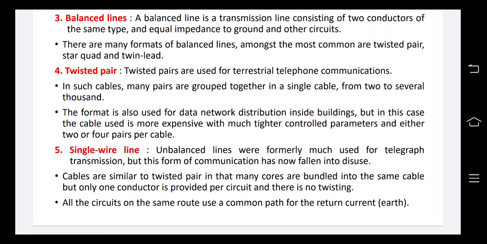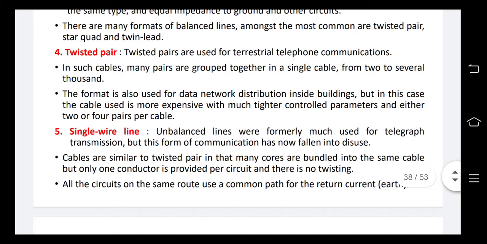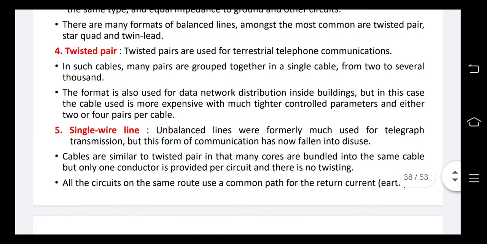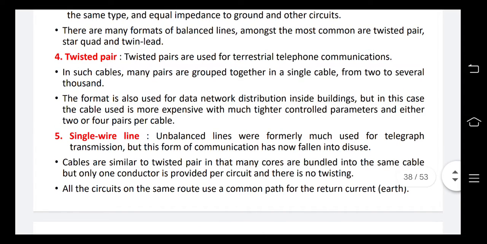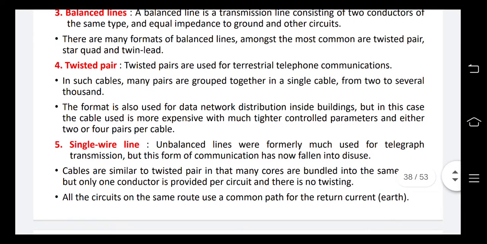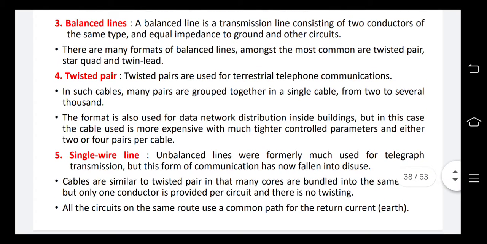Single wire line. Unbalanced lines were formerly much used for telegraph transmission, but this form of communication has now fallen into disuse. The cables are similar to twisted pairs in that many cores are bundled into the same cable, but only one conductor is provided per circuit, and there is no twisting. All the circuits on the same route use a common path for the return currents.